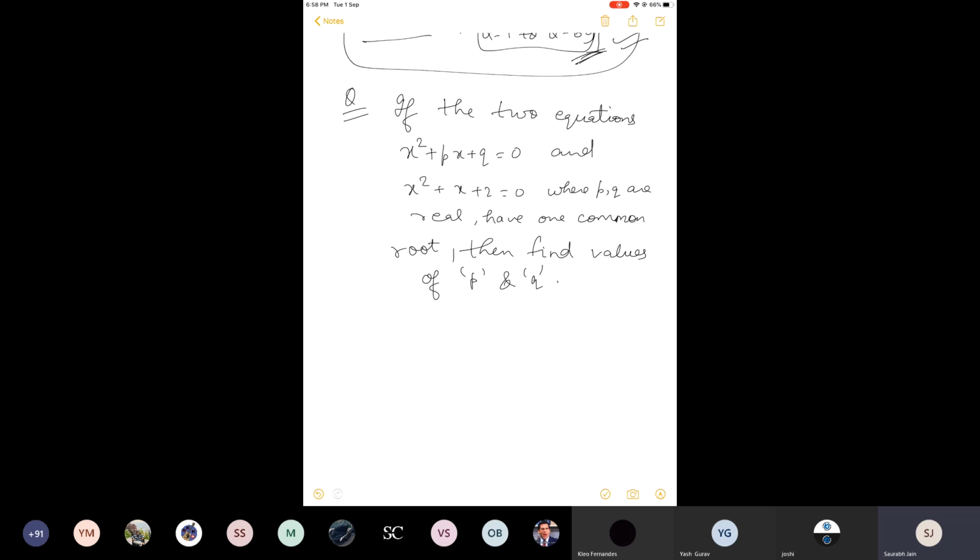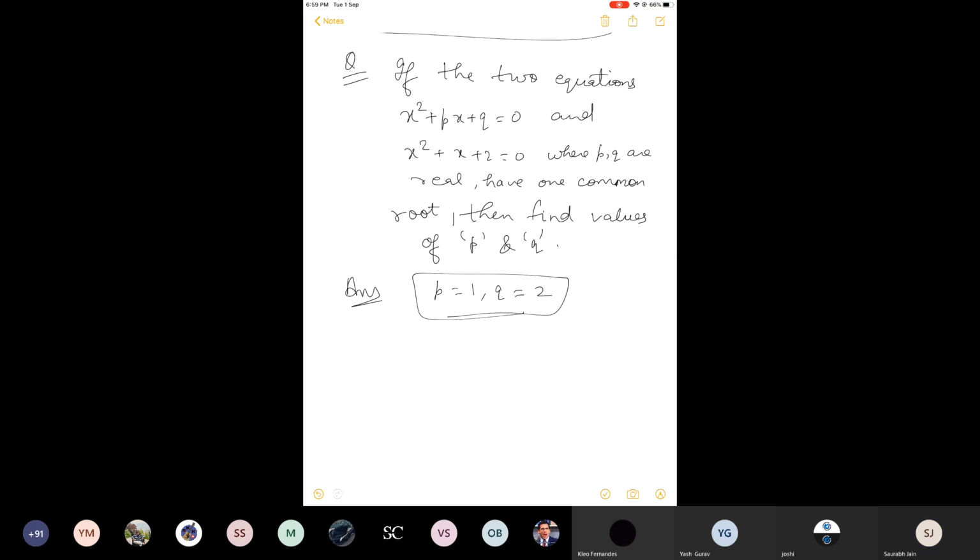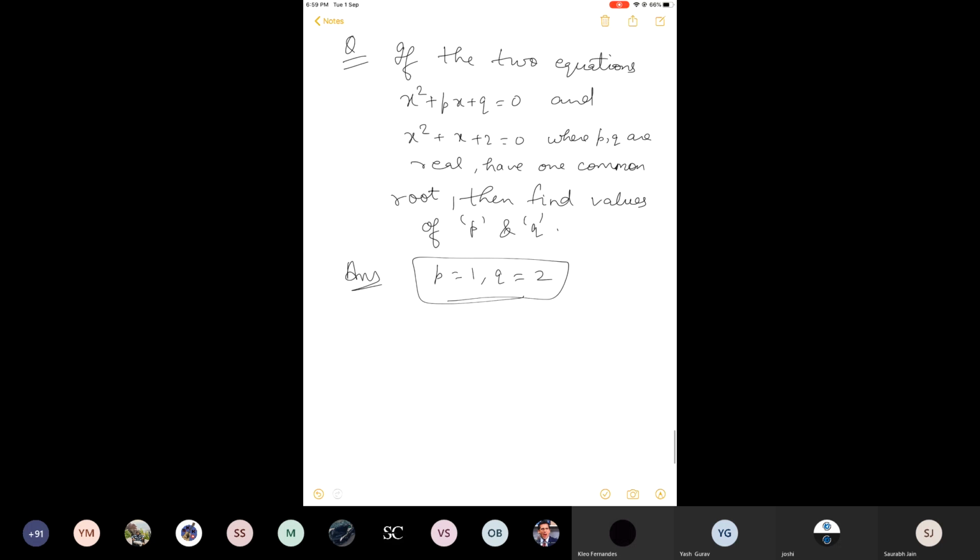See, what if I say that I can give the answer directly without writing anything? Then can you explain the reason with the answer? What if I say P is 1 and Q is 2? This is the answer. Then can anyone explain the reason? See, this particular question. Yes, anyone like to answer?